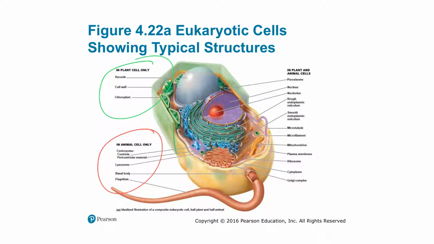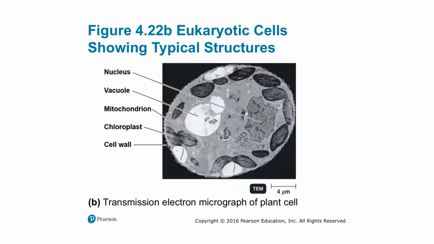In both plant and animal cells, we're going to see a lot of things. That's over here. We're going to see the peroxisome, the nucleus, the nucleolus, the rough endoplasmic reticulum, the smooth endoplasmic reticulum, microtubules, microfilaments, the mitochondrion. This is where you take the fuel and you turn it into ATP energy. We're going to see the plasma membrane in both plants and animals. We're going to see ribosomes, the cytoplasm, and the Golgi complex in both of them. So in eukaryotic cells, you can see some of these typical structures. This is a transmission electron micrograph of a plant cell, and you can see the chloroplast, the vacuole, as well as the nucleus.